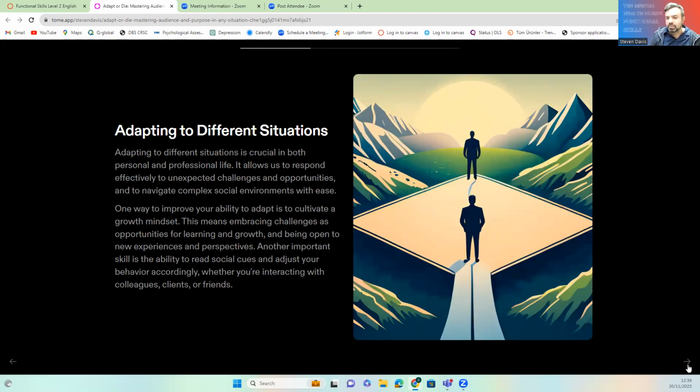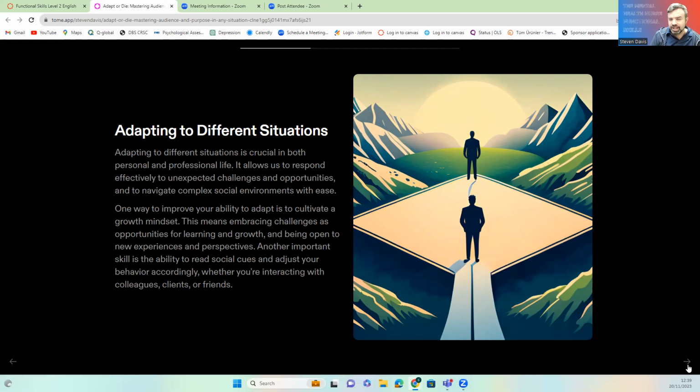Adapting to those different situations is crucial, both for personal and professional life. It allows us to respond effectively to unexpected challenges and opportunities and to navigate that complex social environment with ease. One way to improve your ability to adapt is to cultivate a growth mindset. This means embracing challenges and opportunities for learning and growth and being more open to new experiences.